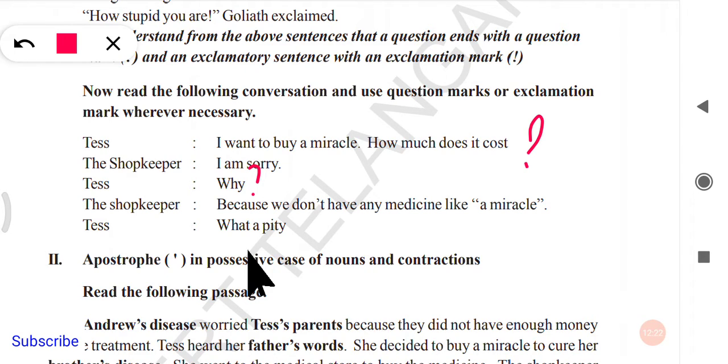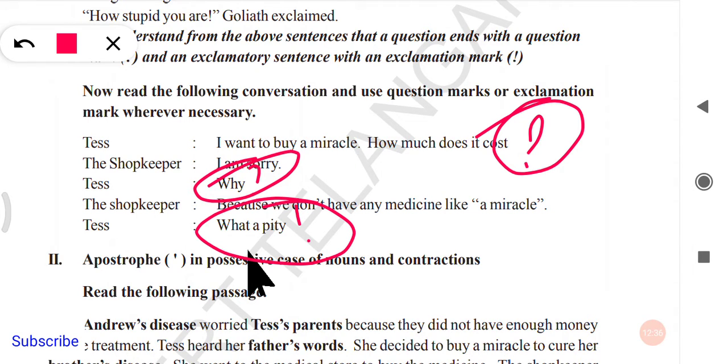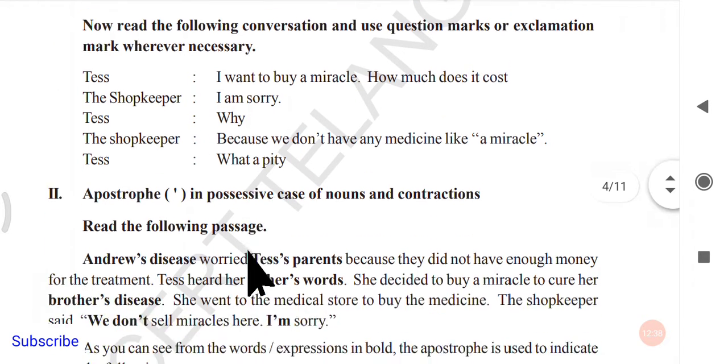Wherever the punctuations are not there, you go for that sentence. Again, Tess, the last one. What a pity. What do you keep here? This is an exclamation. So a question mark here for why, and what a pity is an exclamation. Okay. Next.